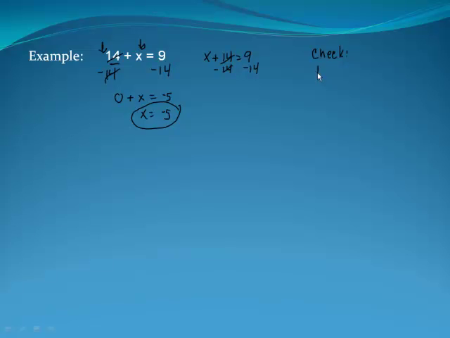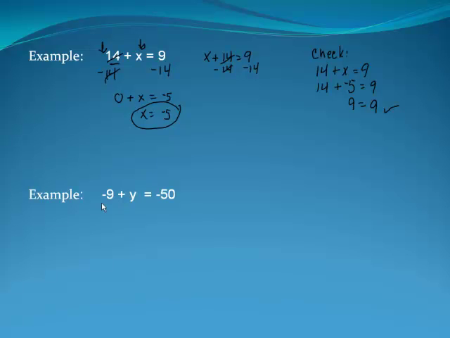As always, you want to check your answer in the original problem. So 14 plus x equals 9 was the original problem. We're going to put in negative 5 for x because we think that's our solution. Do the math on the left-hand side. 14 plus negative 5 is a positive 9. Looks good. Checks out. I believe we have the correct solution.